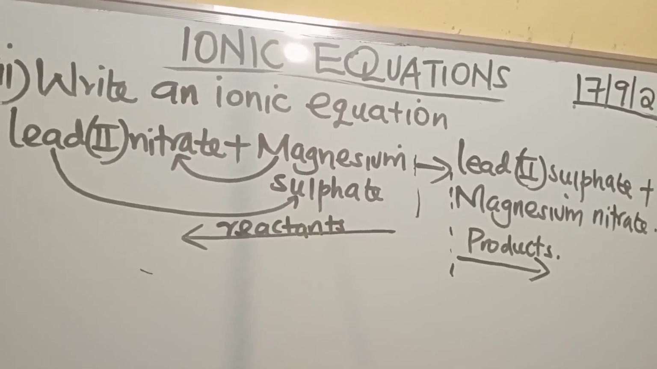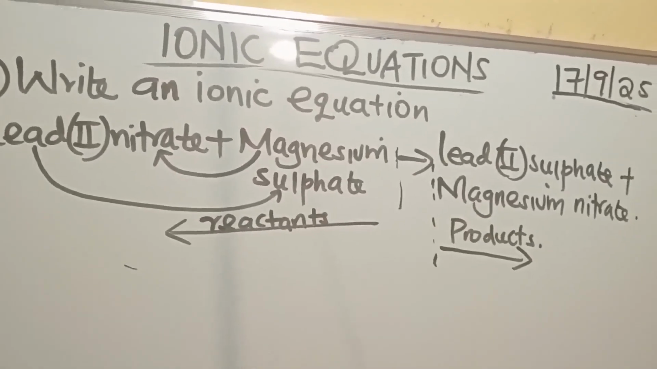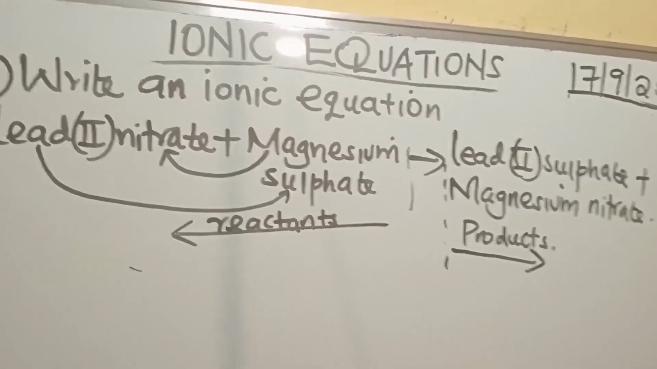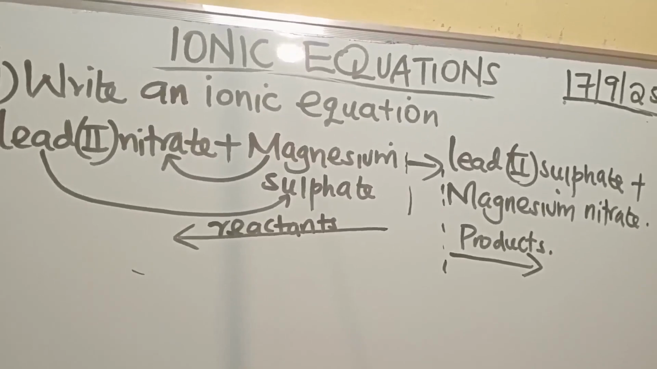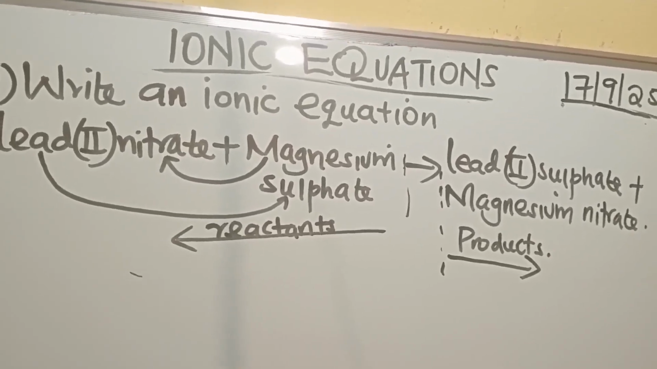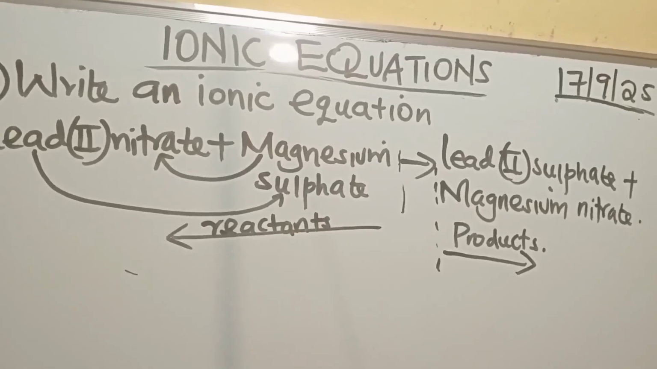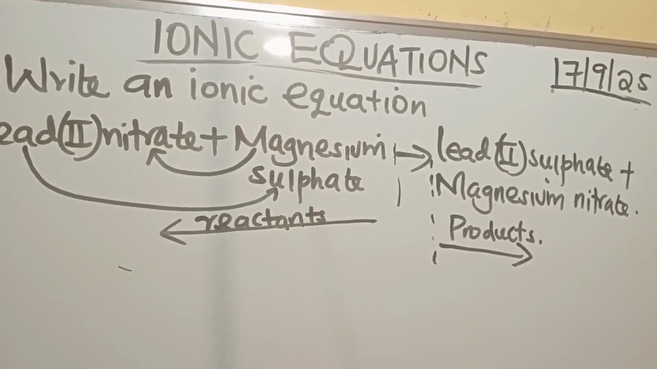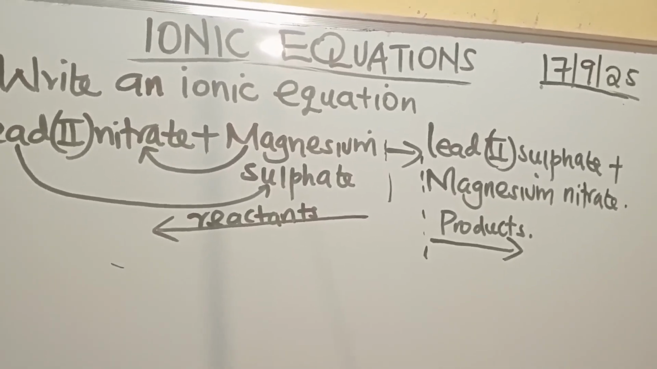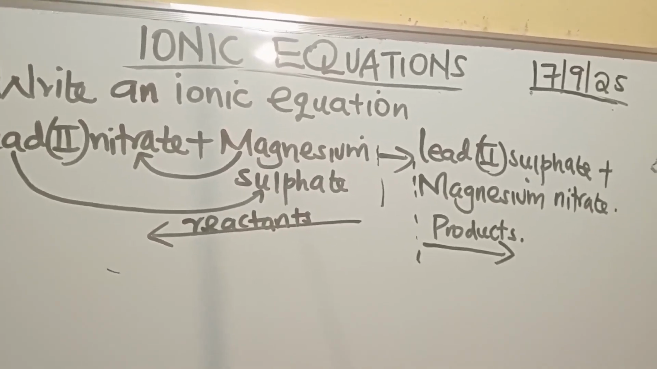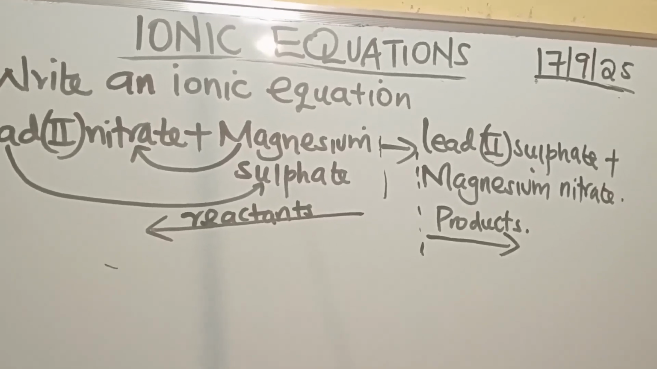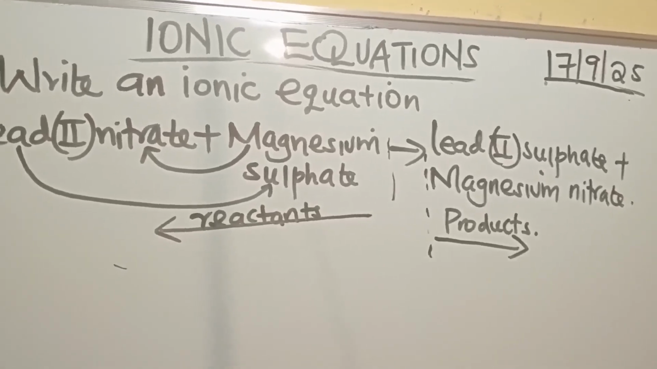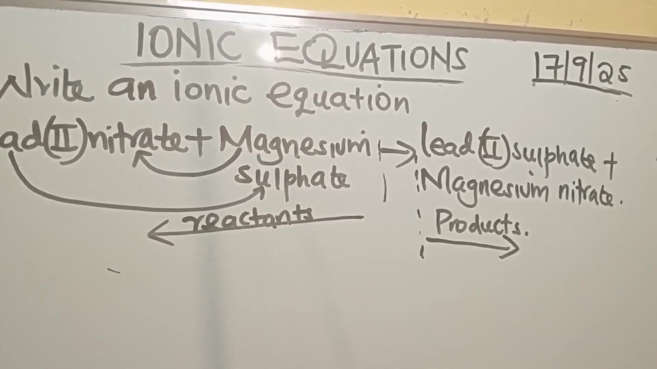Magnesium sulfate, we say that all sulfates are soluble except barium sulfate, lead 2 sulfate, and calcium sulfate, which is sparingly or slightly soluble. So meaning that magnesium sulfate, now that it has not been mentioned among the insoluble sulfates, it is then in the aqueous state because it is soluble.